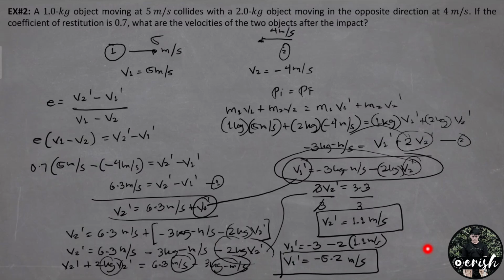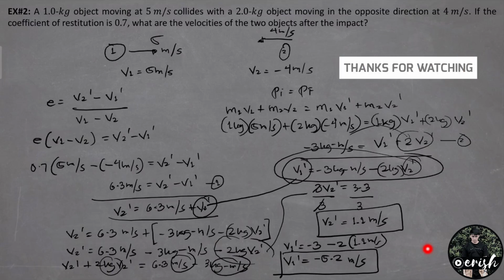So as we can see, negative yung V1 prime. Ibig sabihin yung 2 kg ball also reverses its direction as a result of the collision. The equation of coefficient of restitution or the concept of coefficient of restitution can also be used when solving unknown quantities like velocities, especially final velocities, as well as the masses. So this is example number 2.